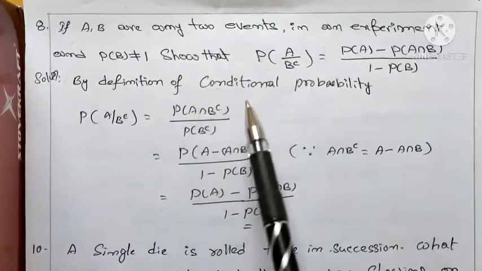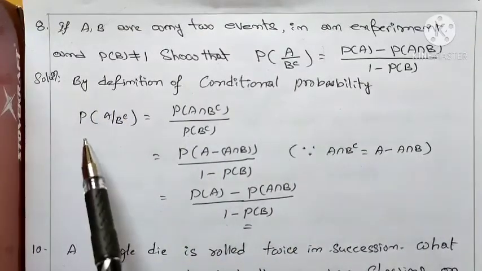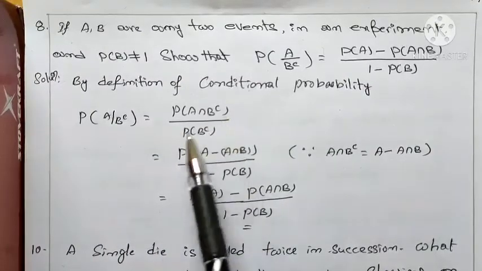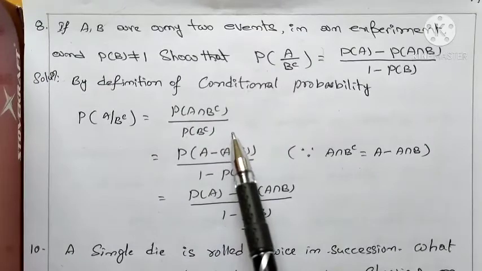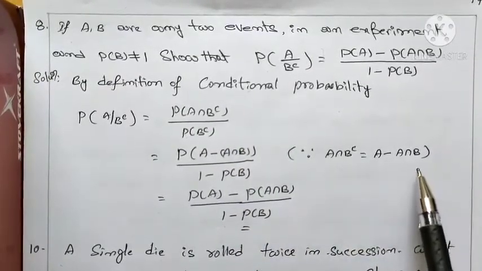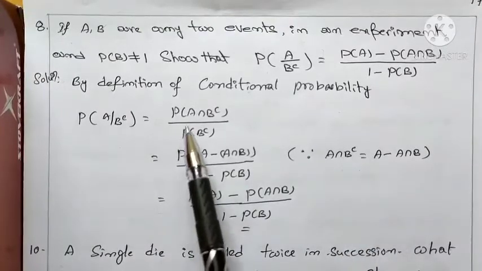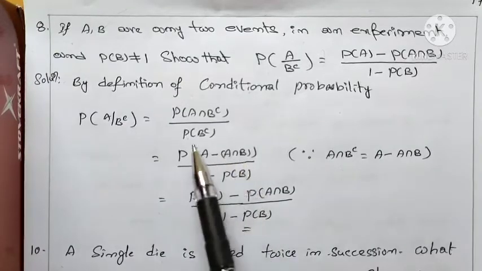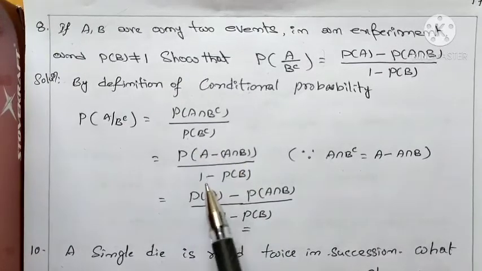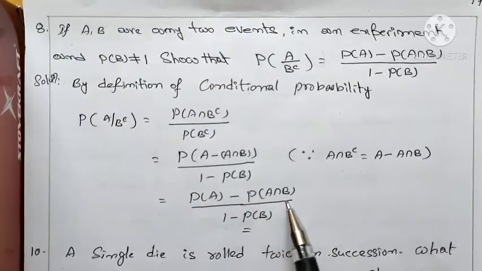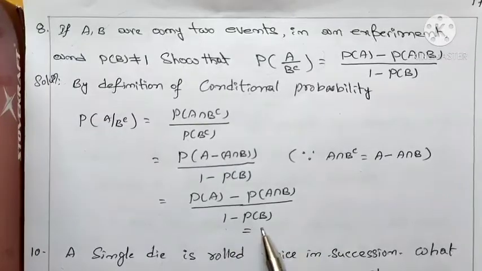By definition of conditional probability, we already know that P of A by B complement is equal to P of A intersection B complement by P of B complement. We know that A intersection B complement is equal to A minus A intersection B. So P of A intersection B complement is equal to P of A minus P of A intersection B, and P of B complement is equal to 1 minus P of B. So this is equal to P of A minus P of A intersection B by 1 minus P of B.